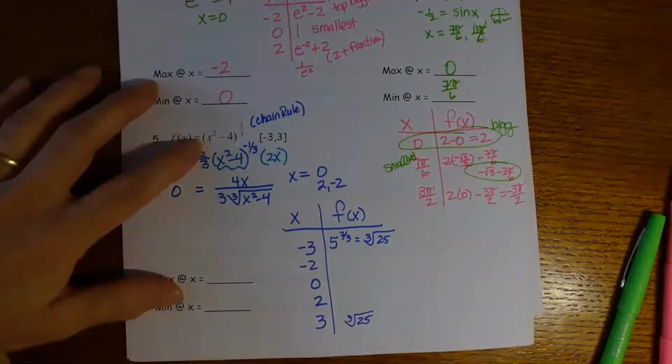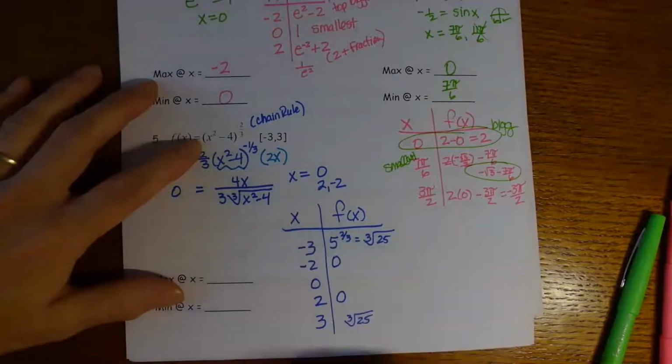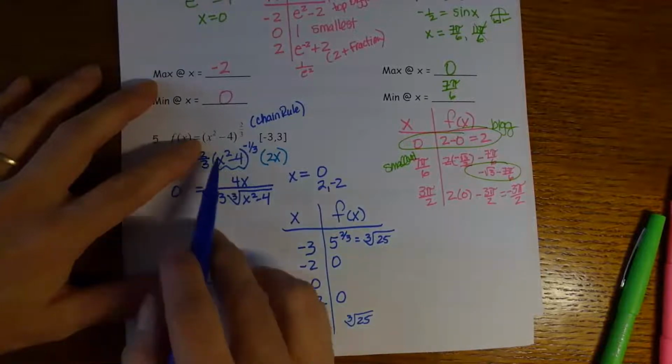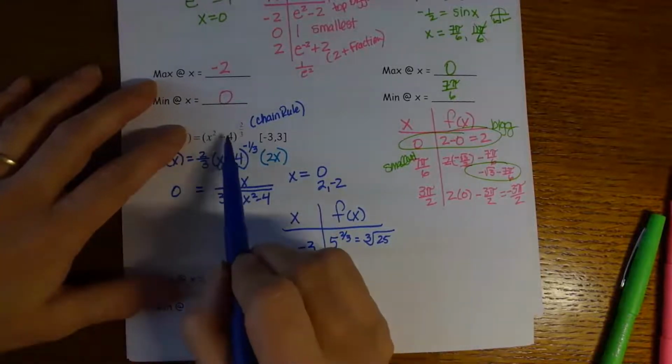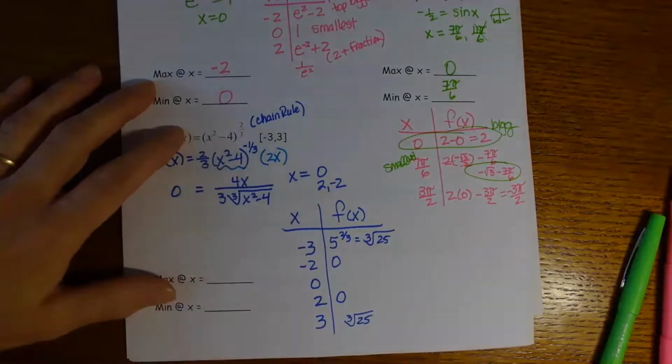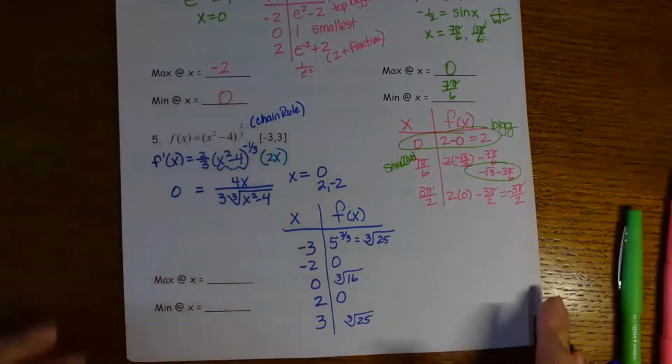2 squared is 4. 4 minus 4, 0. 0 to the 2/3, 0. Now let's plug 0 in. We got 0 minus 4 is -4, but what's -4 squared? So this is the cube root of 16.